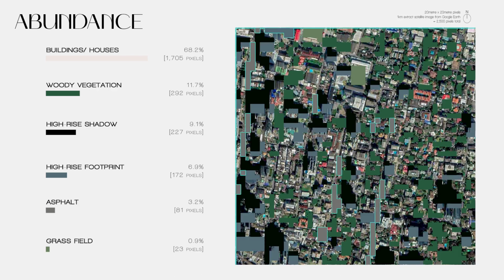Asphalt indicates roads and parking in the area. Grass fields are found in the boundary of large-scale schools and universities. Thus, they are managed by humans rather than overgrown in nature.